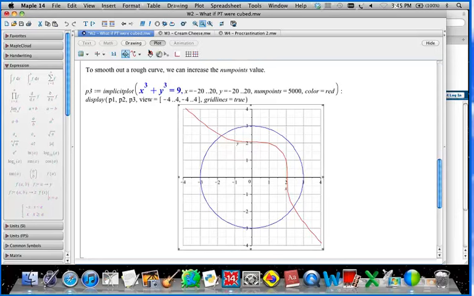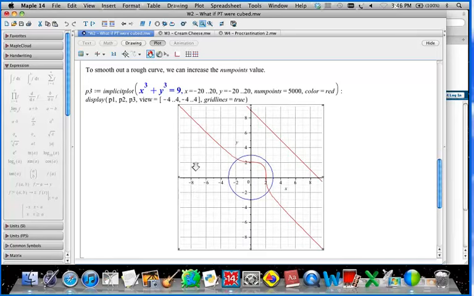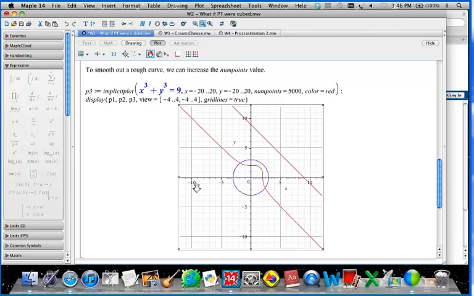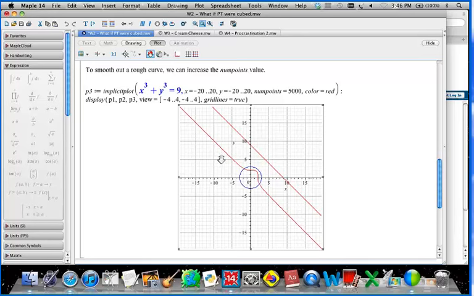Now let's back this on up. Let's compare that to the line. And we'll see something interesting. In fact, the farther we zoom out, the more interesting it becomes. So what we see is that the line x plus y equals 9 looks an awful lot like x cubed plus y cubed equals 9, except that it's closer to the origin and we have this little bulge inside the unit circle. Wonder what that means.